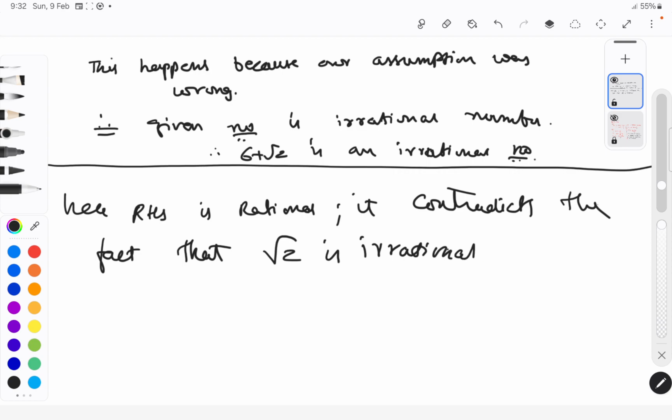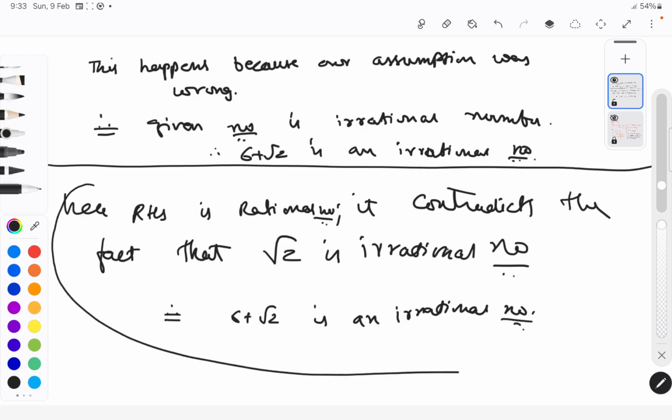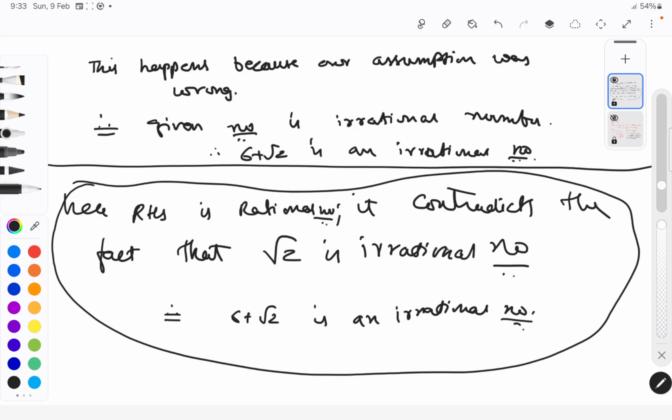Left hand side we got root 2 now, so it should end like this. Here RHS is a rational number. It contradicts the fact that root 2 is an irrational number. Here on the left hand side we got root 2, that's why we are writing root 2. Somewhere else you may get something else like root 5 or some other root. That number you should write. So after writing this sentence we can say that therefore 6 plus root 2 is an irrational number. You may write the black color part second, or you may write the first part. Both are acceptable. Got it?